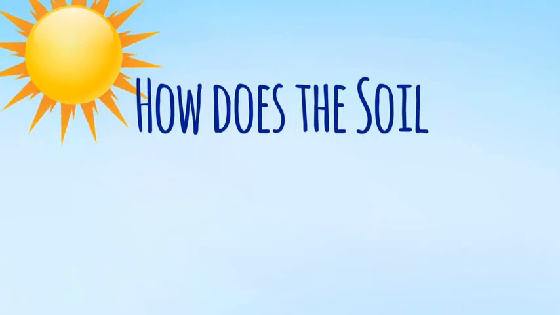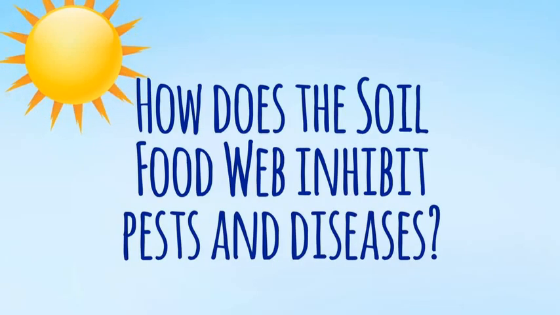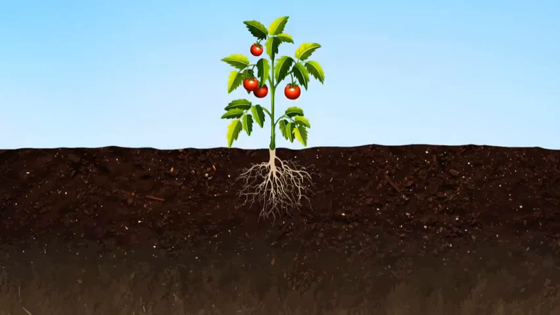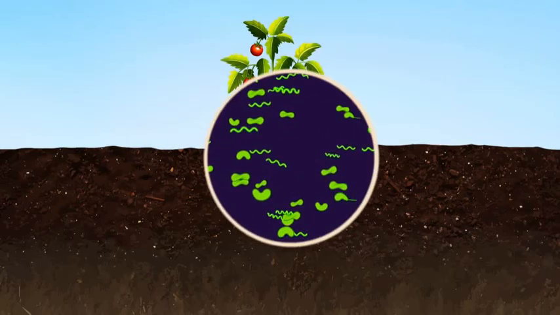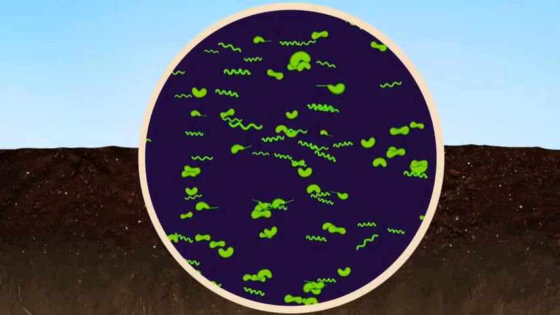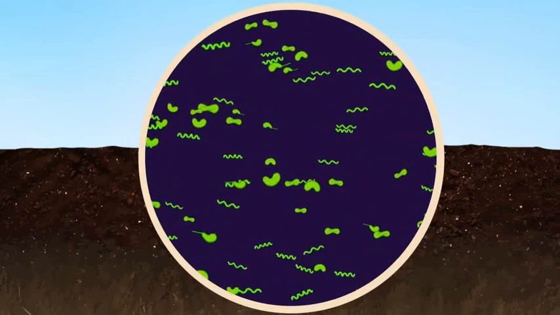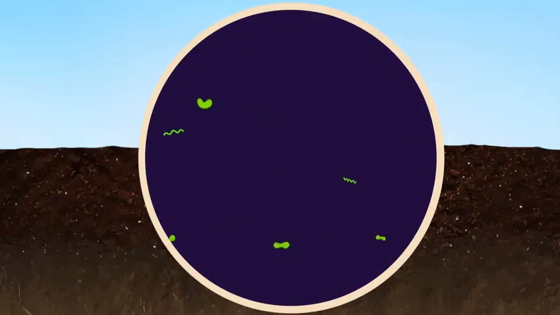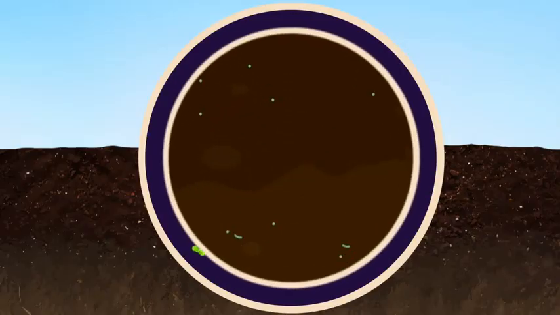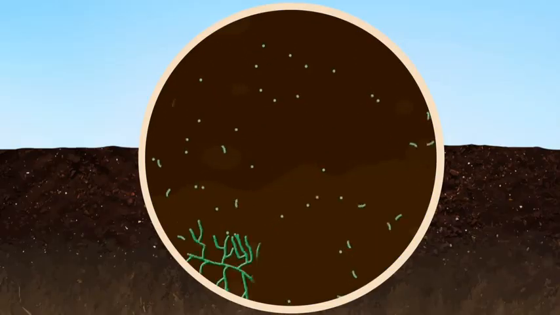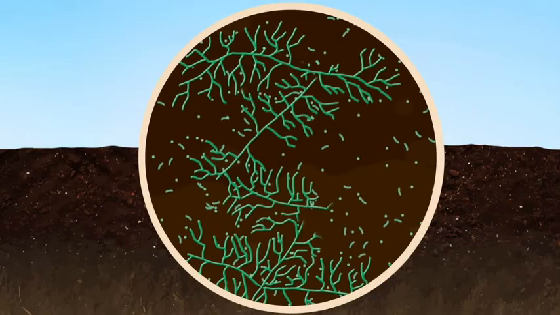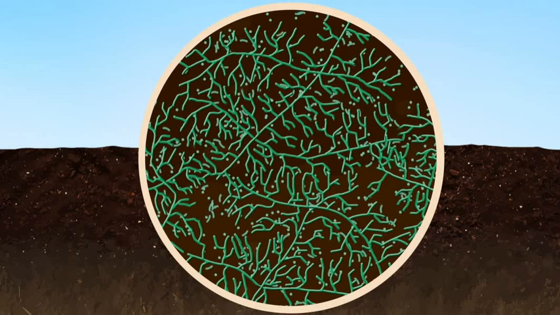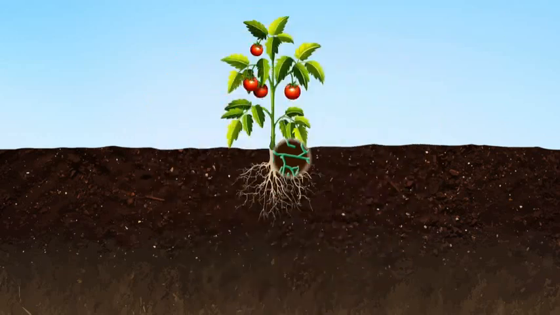So, how does the soil food web inhibit pests and diseases? Well, if you've watched the animation on building soil structure, then you'll know that a well-structured soil is a hostile environment for most disease-causing microorganisms. That's because these anaerobic organisms don't do well in an oxygen-rich environment. This means that they are easily outcompeted by the beneficial aerobic microorganisms that do thrive in oxygen-rich environments. Access to foods for the anaerobic microorganisms is severely limited by the competition from the beneficial aerobic microorganisms, making life even more difficult.